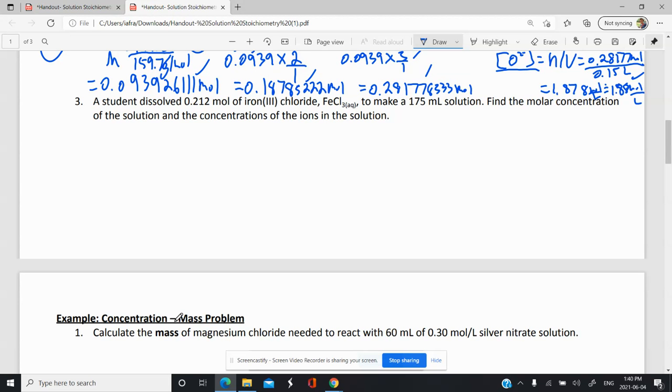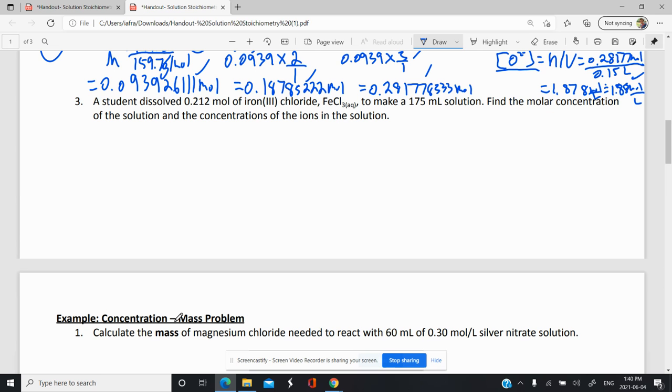All right, so a student dissolved 0.212 moles of iron(III) chloride to make 175 mL of solution. Find the molar concentration of the solution and the concentration of the ions in the solution. So it's basically three things you're looking for there.